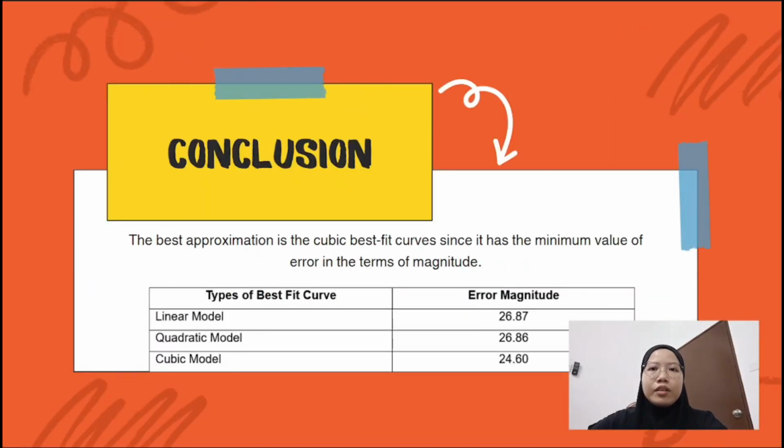Conclusion. We can conclude that the best fit curve obtained in this study with the least minimum error is the cubic model, with the magnitude of error of 24.6. This is the best approximation because it has the minimum error in terms of its magnitude, compared to the linear model with the magnitude of error of 26.87 and the quadratic model with the magnitude of error of 26.86.